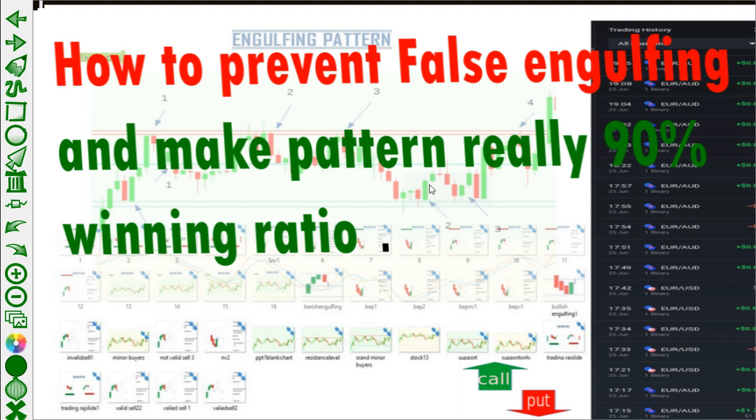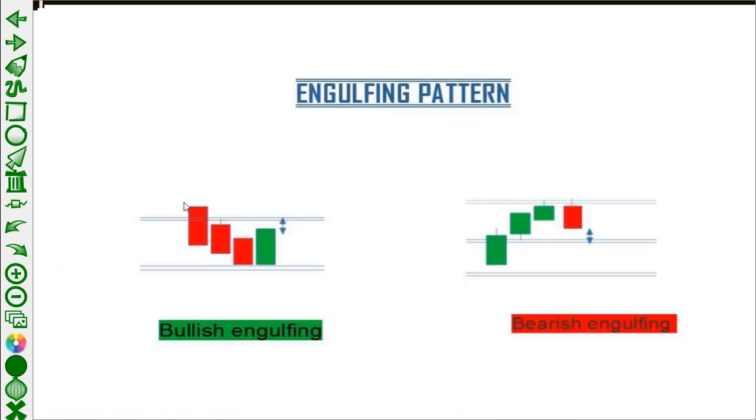Welcome back guys. For those who don't know what an engulfing pattern is, here is a little intro about the engulfing pattern. The engulfing pattern is a strong reversal pattern that occurs in candlesticks and is workable across all time frames.